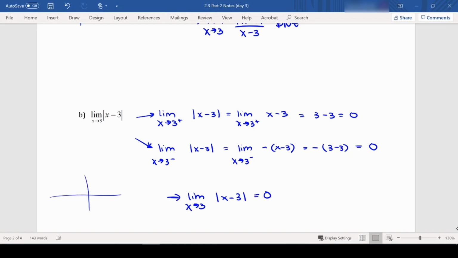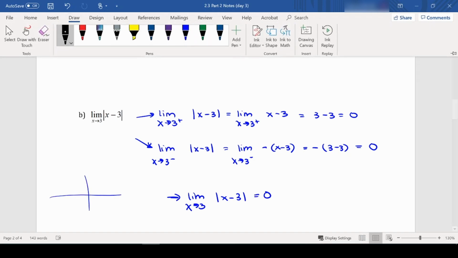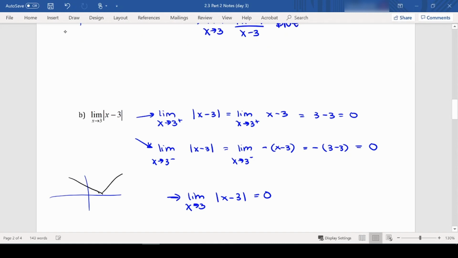And again, if you think about this graphically, this is what the absolute value of x minus 3 looks like. There's my 3. If I approach from the right, my y value approaches 0. If I approach from the left, my y value approaches 0.